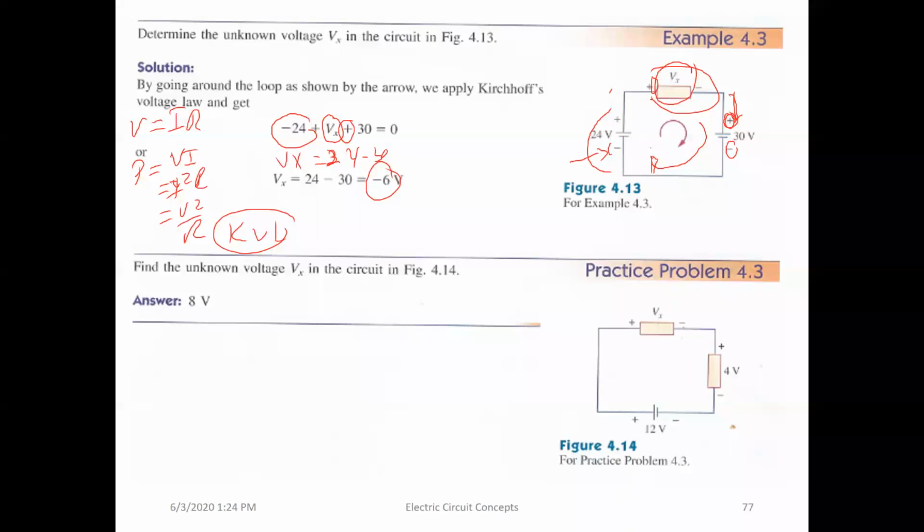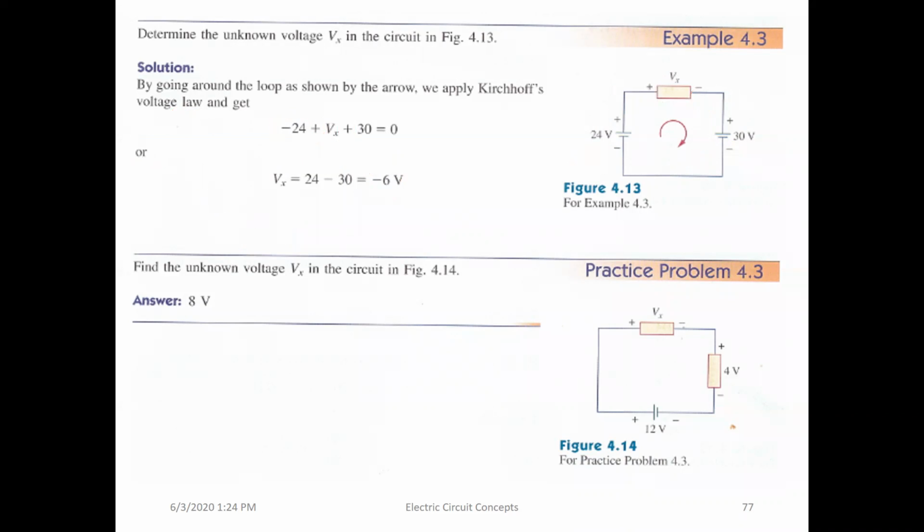Okay. So minus 6 means the polarity has to be switched. Since we assumed the polarity of Vx, this is a plus, this is a minus, and we found the answer is a minus, that means the actual polarity has to be, this has to be a minus, this has to be a plus.